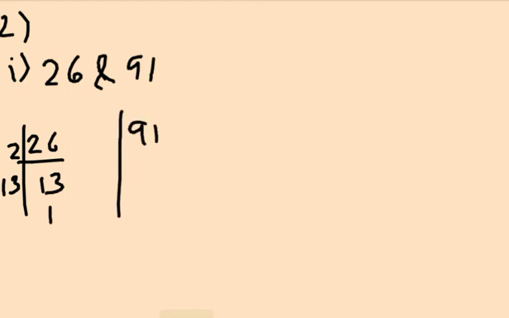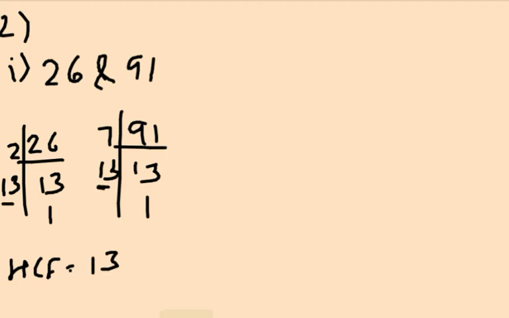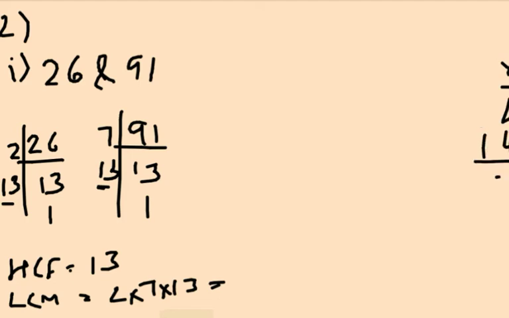We factorize 91, we get 7 and 13. Now the HCF is 13, as it is repeated in both, and the LCM is 2 into 7 into 13, which comes to 14 into 13, which is 182. So our LCM is 182.